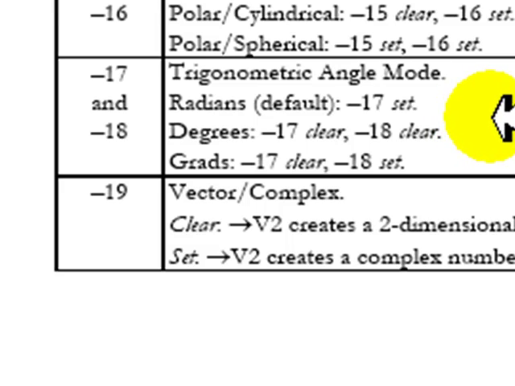Actually, the calculator uses two, 17 and 18, to decide whether it's in radians, in degrees, or in grads. If system flag 17 is set, it's working in radians. But if flag 17 is clear, there are two possibilities depending on the state of flag 18. So, let's write a little program that tests the flags to see if it's in degrees, and if it isn't, sets that in radians, and if it's in radians, it toggles back to degrees.